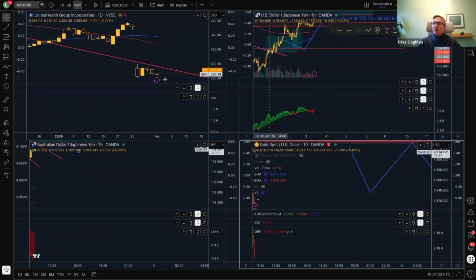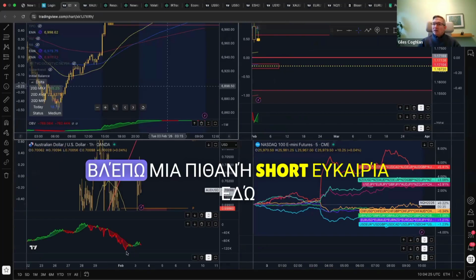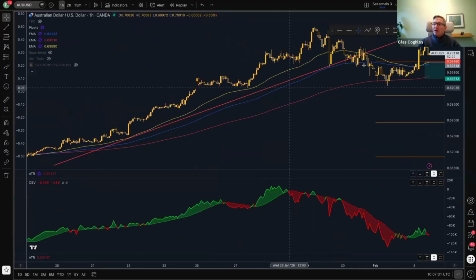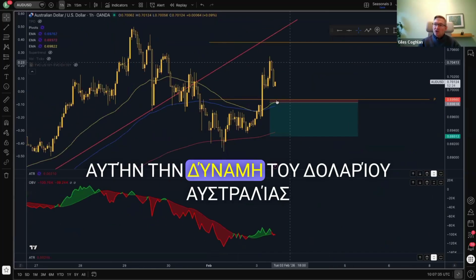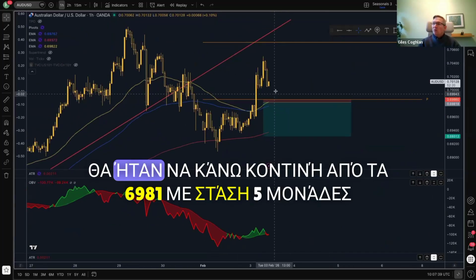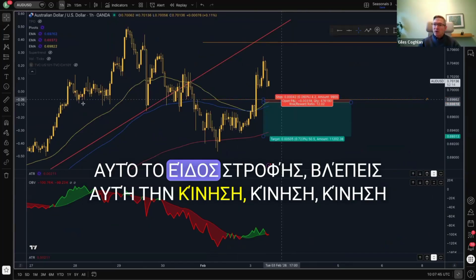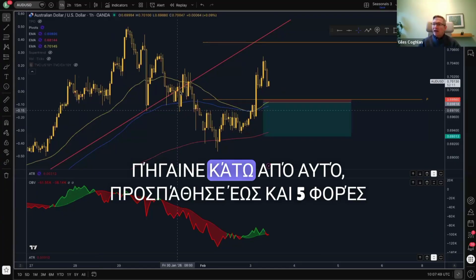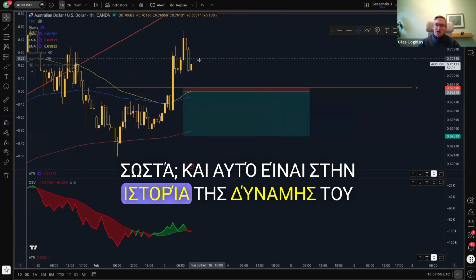The Aussie US dollar as well. I do see a potential short here. And the short I would get from a kind of market repricing onto this Aussie dollar strength would be shorting from the 6981 with a 5 point stop just underneath the daily pivot point and under this swing pivot point. So get underneath that, try up to 5 times. And that's on the dollar strength story coming back in.